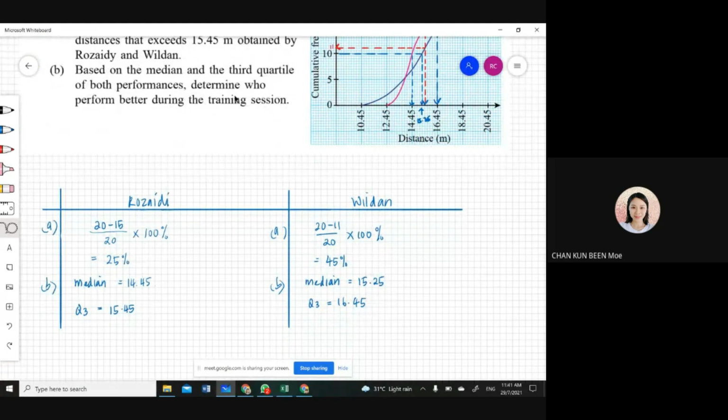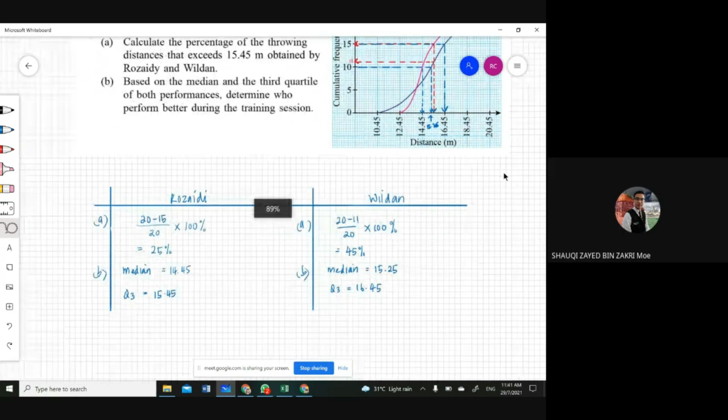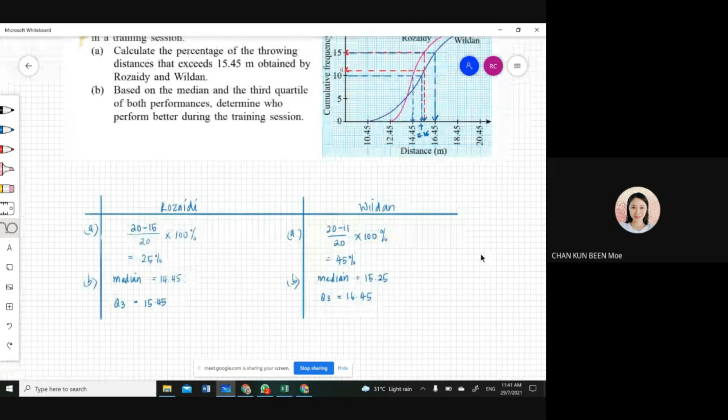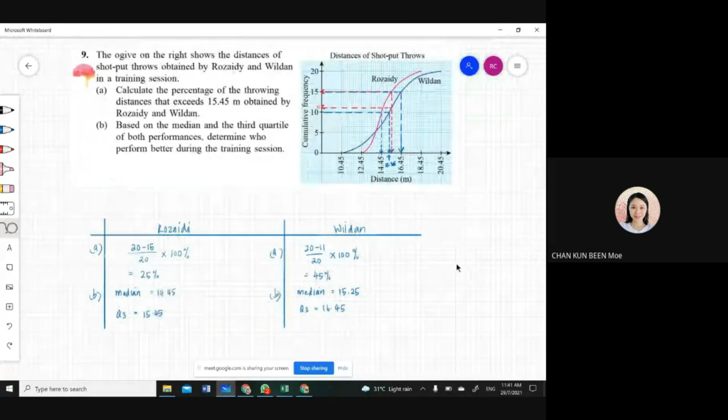Okay, then they ask you, determine who performed better during the training session. Who performed better? Can you see? Shot put means the longer, the better you throw, right? So if you look at the median, Rosidi and Wilden, who can throw better? Wilden. Okay, same with the third quartile. The value of Wilden's third quartile is more than Rosidi. So Wilden has performed better during the training session. That is how you answer.